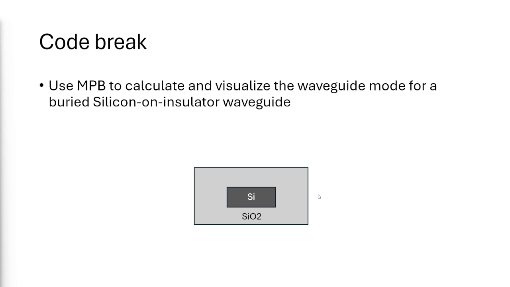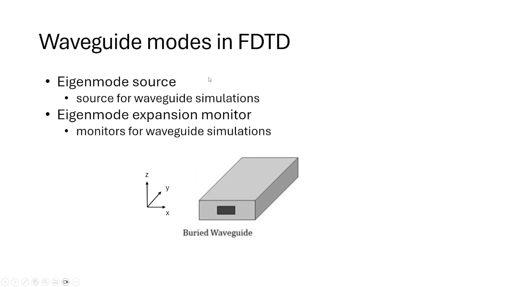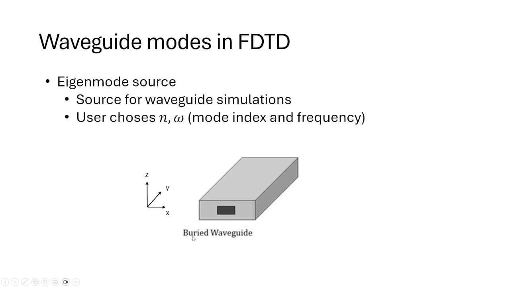So now that we're done with MPB, we can return back to FDTD. Here we go. So now we're going to talk about waveguide simulations in FDTD. And to do that, we need to talk about two additional details. Eigenmode sources, which is just a source for waveguide simulations, and the Eigenmode expansion monitor, which is just a monitor for waveguide simulations.